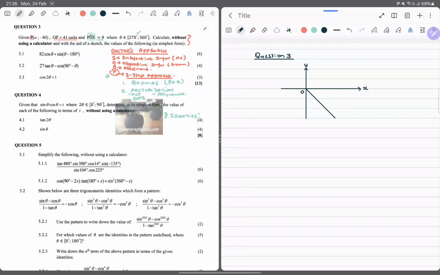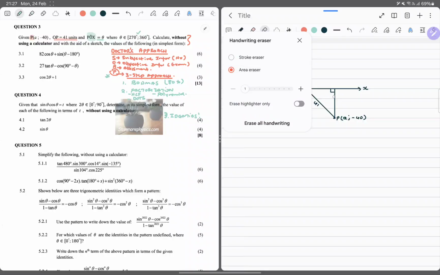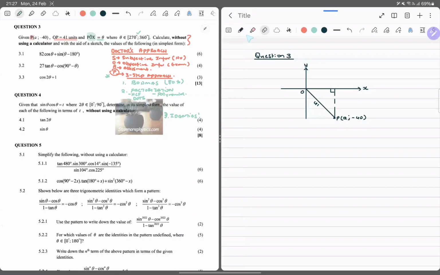Okay? That's what this is. And this is point P, which has coordinates A and -40. And we are told that OP is 41 units. So we drop a perpendicular onto the x-axis. All right. And we know that this is such that it would be perpendicular. But anything that was not given, we break it up because it's a mere construction.